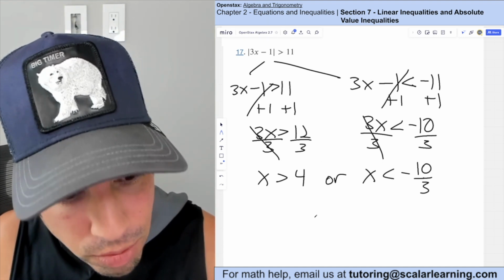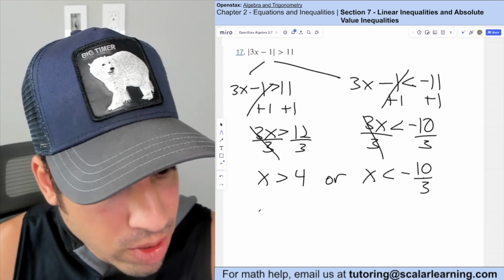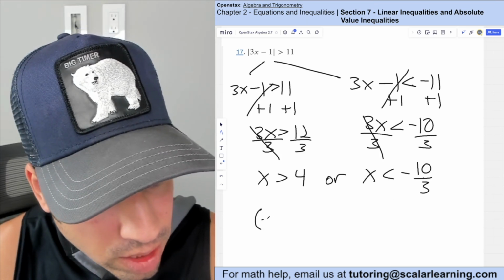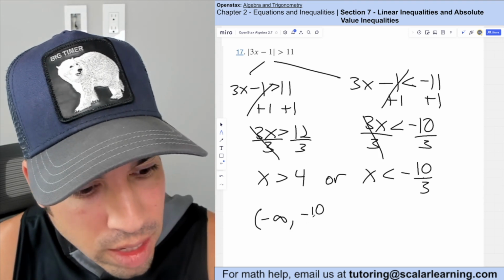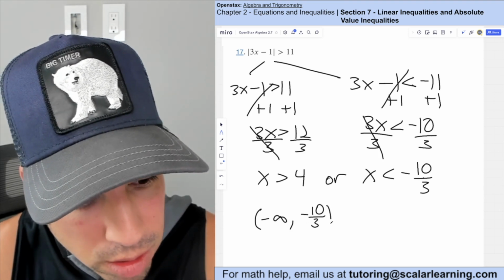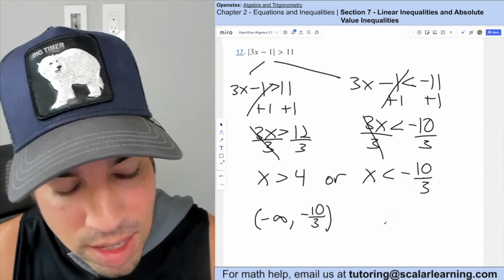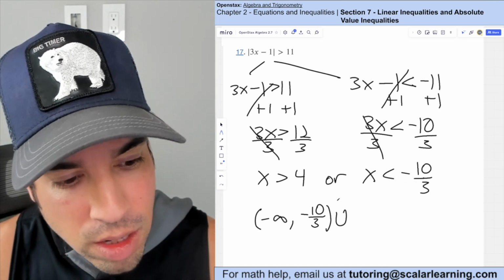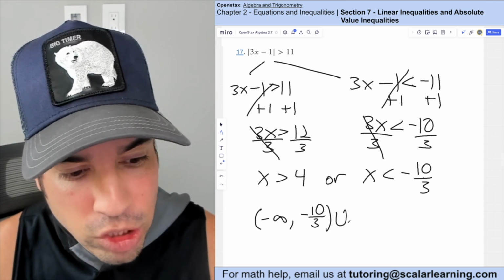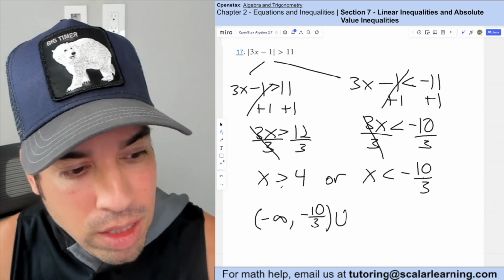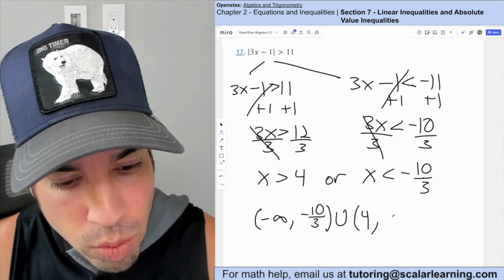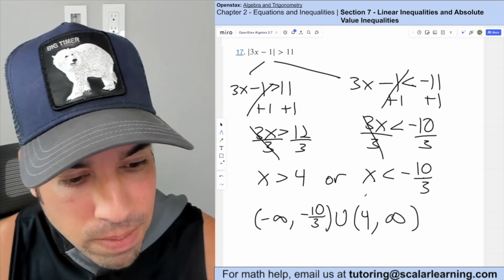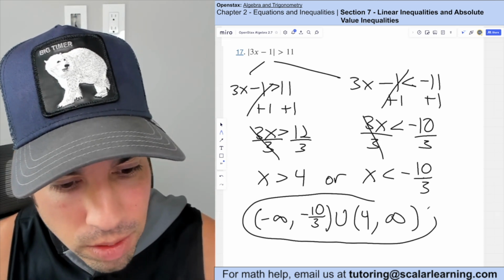Now, if we want interval notation, we start with everything less than negative 10 thirds. So that starts at negative infinity going up to negative 10 thirds, but we don't include it because it says just less than, not less than or equal to. And then an "or" is like a union. So we join it. We say this plus this interval, which is everything from 4 all the way up to positive infinity. So that's your interval notation done.